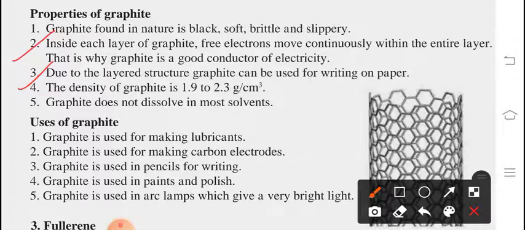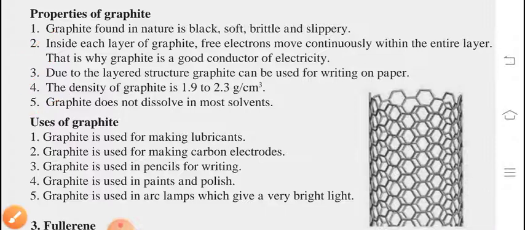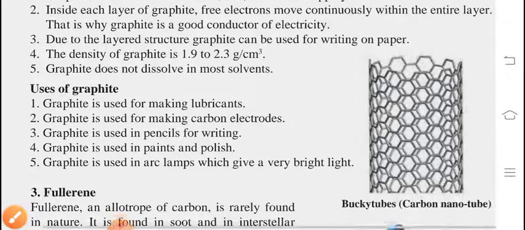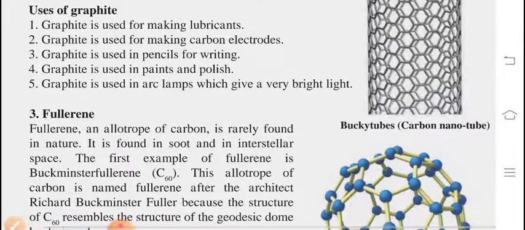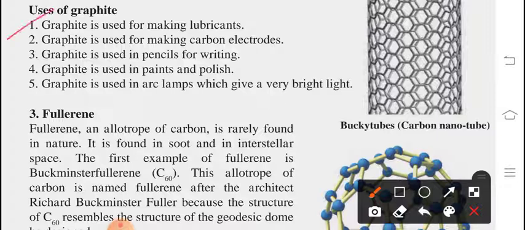The density of graphite is 1.9 to 2.3 gram per centimeter cube. Graphite does not dissolve in most solvents. Next, uses of graphite. Graphite is used for making lubricants. Graphite is used for making carbon electrodes. Wherever we use electrodes in experiments, to make electrodes we are using graphite.